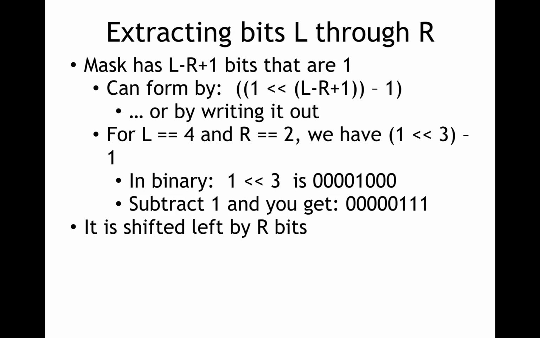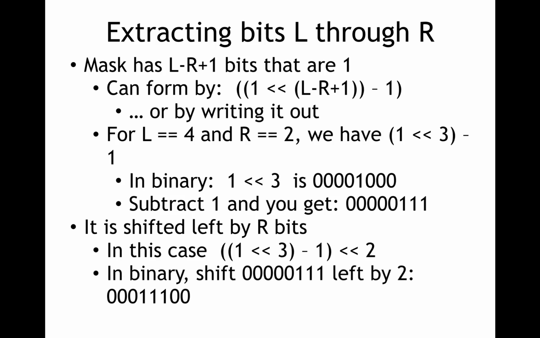Okay, then we shift this number by R bits. In this case, it's 2, to generate the mask number. We shift 0 0 0 0 1 1 1 left by 2. Then we get 0 0 1 1 1 0 0. That's the mask number we want, because only bit 2 to bit 4 is 1.